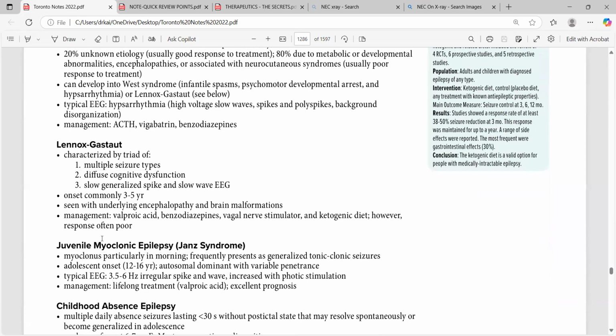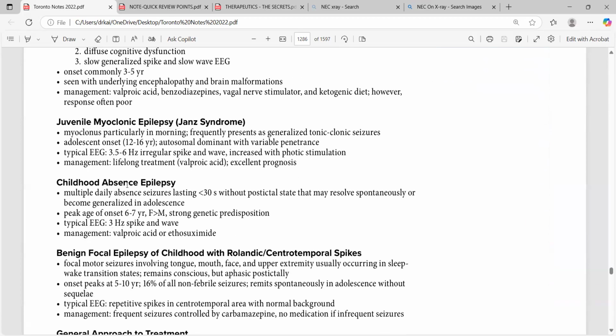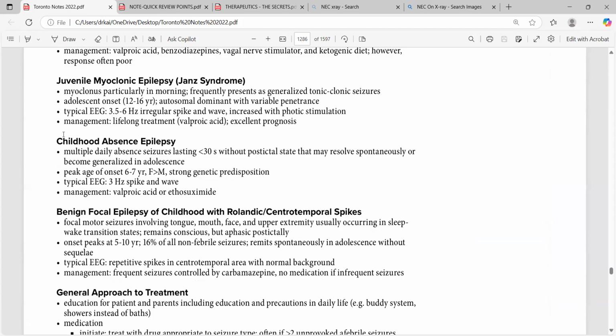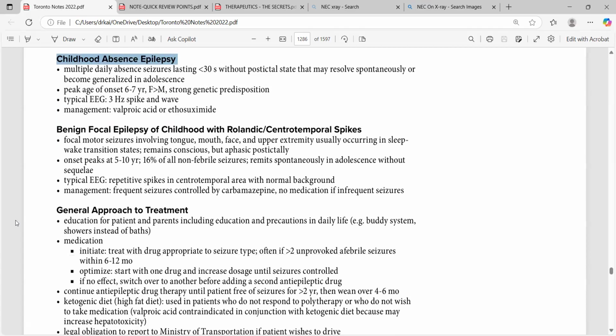There are very complicated terms for this epilepsy, that epilepsy. You can read about childhood absence epilepsy. In that case, the child is only staring. The mother presents to you saying the child is only staring at one place for a certain time and is not responding even when you are talking to them. What could be the diagnosis? In that case, think of childhood absence epilepsy. How do you treat it? Valproic acid or ethosuximide.